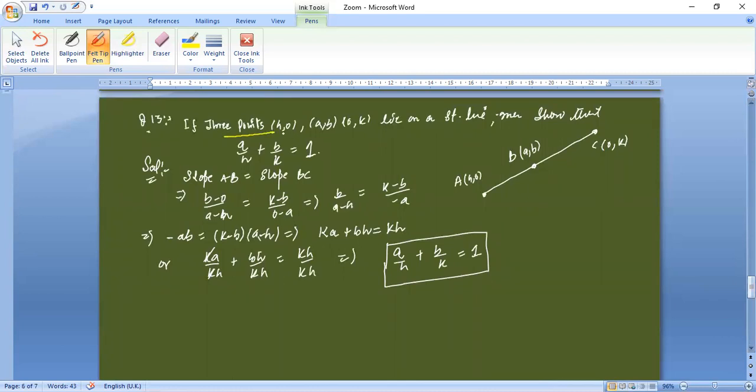If 3 points h, 0, a, b and 0, k lie on a straight line, means these 3 points, let 3 points be A, B or C. These are the 3 points, they lie on a straight line. Then show that a by h plus b by k is equal to 1.